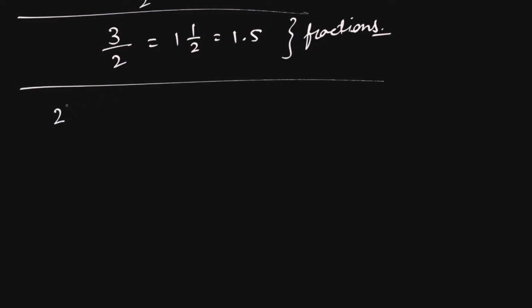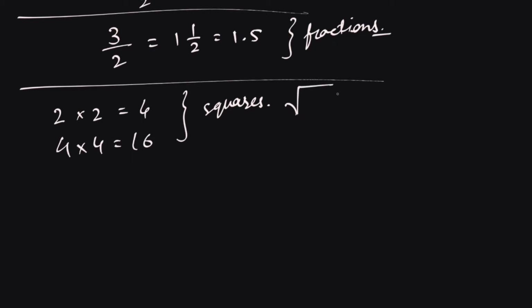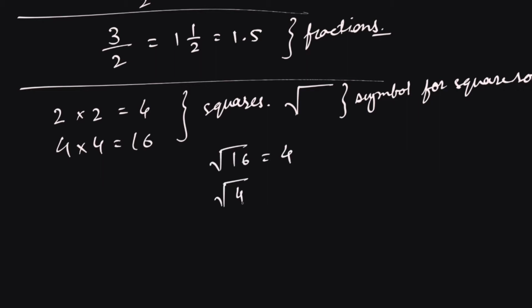We can make squares of them. So 2 into 2 will become 4. 4 into 4 becomes 16. Similarly, these are squares. And then we have square root as well. So this is the symbol for square root. That means that square root of 16 will be 4. Square root of 4 will be 2.